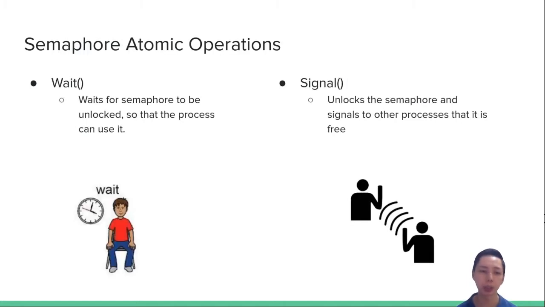At a conceptual level, wait is basically waiting for the semaphore to be unlocked so that the process can use it. And then signal is to unlock the semaphore, and it will tell the other processes that it is now free to be used.